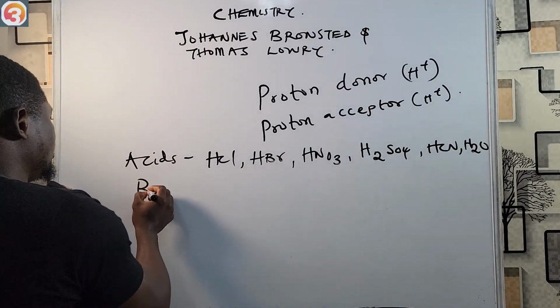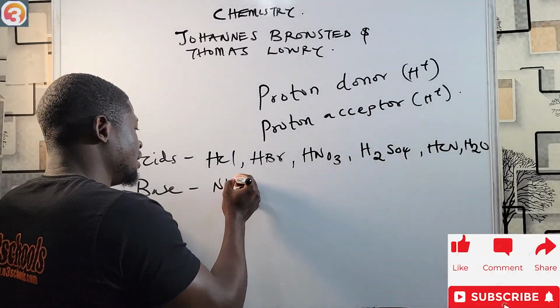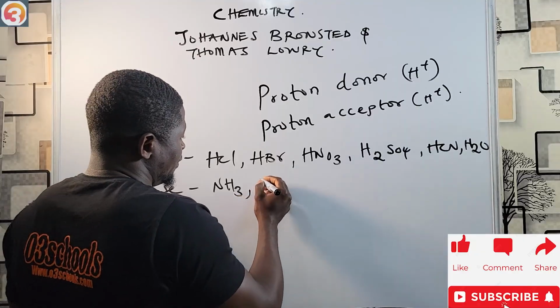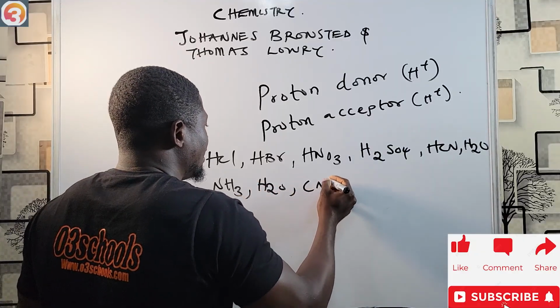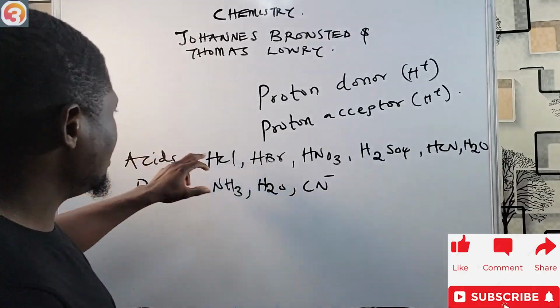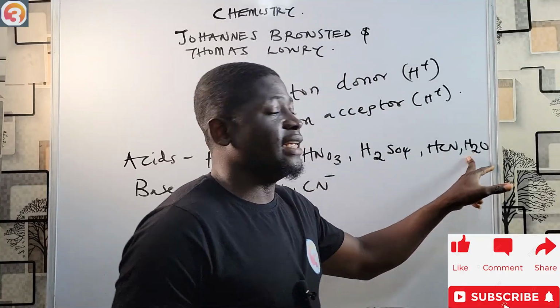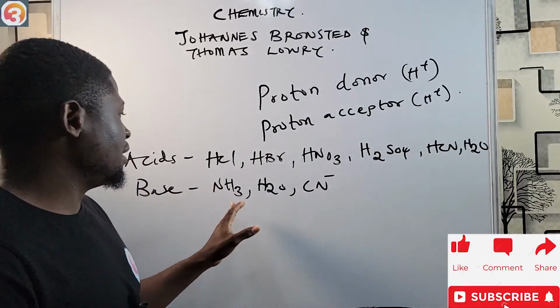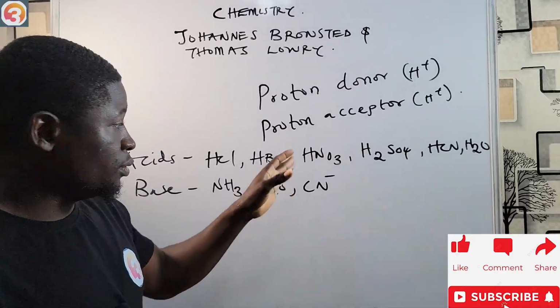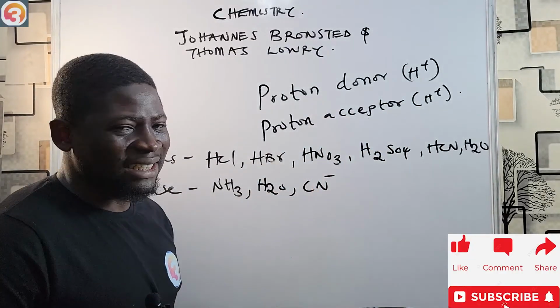Now let's see bases. Examples of Johannes Bronsted bases are NH3, right? We have H2O, and we have the cyanide ion. These are Johannes Bronsted bases, right? So the acids are HCl, HBr, HNO3, H2SO4, HCN, and H2O. The bases are NH3, H2O, and the cyanide ion. All right, so these are examples of Johannes Bronsted acids and bases.